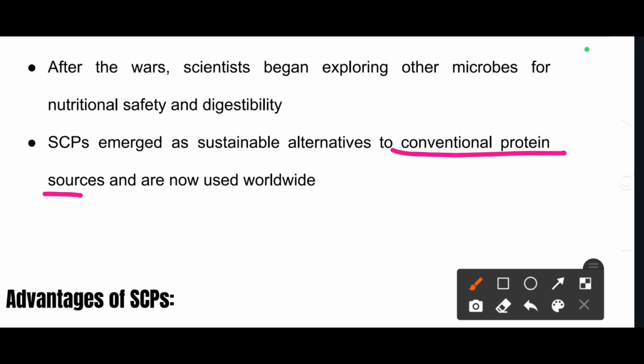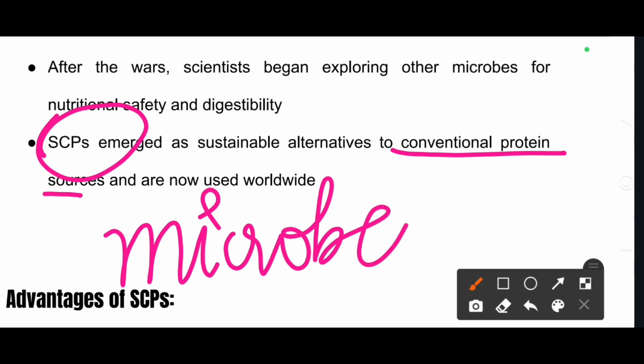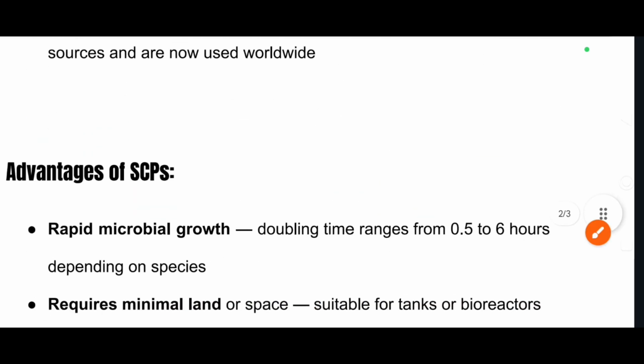Conventional protein sources means what? Conventionally we are using some kind of animal and plant sources as protein. We are not using them, or we are not killing them or cutting them and all. So we are using SCP, that is from the microorganism, which is eco-friendly. You can say it's from microbes, and it's an eco-friendly alternative, and it's a very good sustainable alternative too.